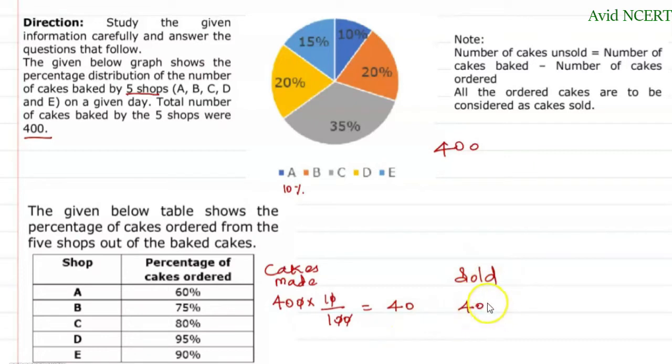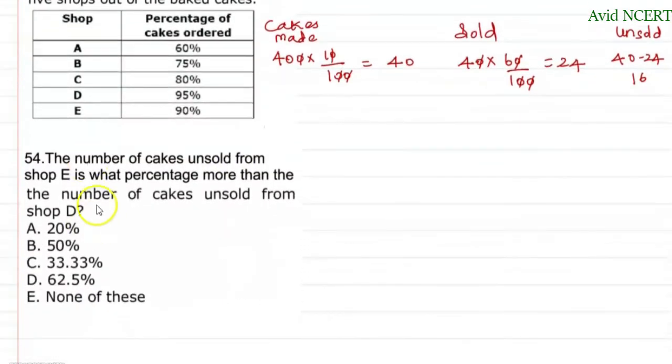out of this 40 cakes, 60%. Just 60 by 100. Again the zeros get cancelled, and 6 times 4 is 24. So out of the 40 cakes they made, they sold 24 cakes. Which means the unsold cakes are 40 minus 24, which is 16. So 16 cakes were unsold. So this is the data we are going to find for the rest of the shops, before solving this problem.